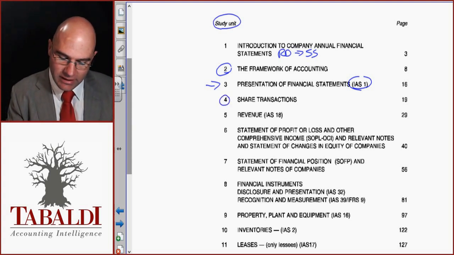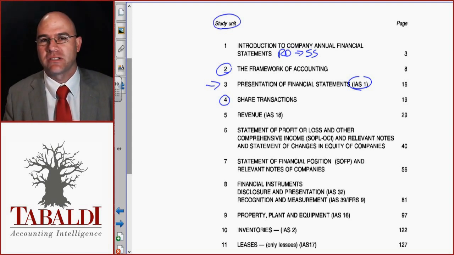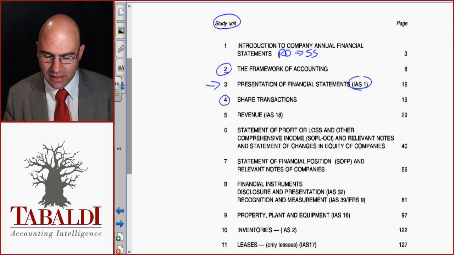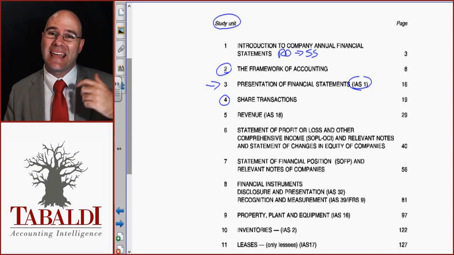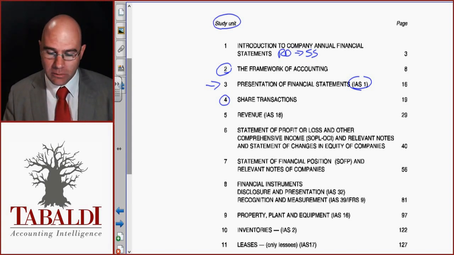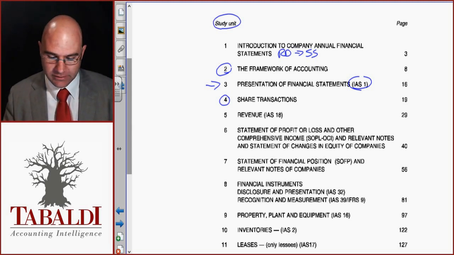Share transactions, this is going to be quite new. You've touched on that briefly in FAC1601 where you dealt a little bit with companies. But here we're going to talk about share issues, share buybacks, preference shares, different types of preference shares, capitalization issues, etc. We're going to deal with all of the share issue, share capital type of transactions.